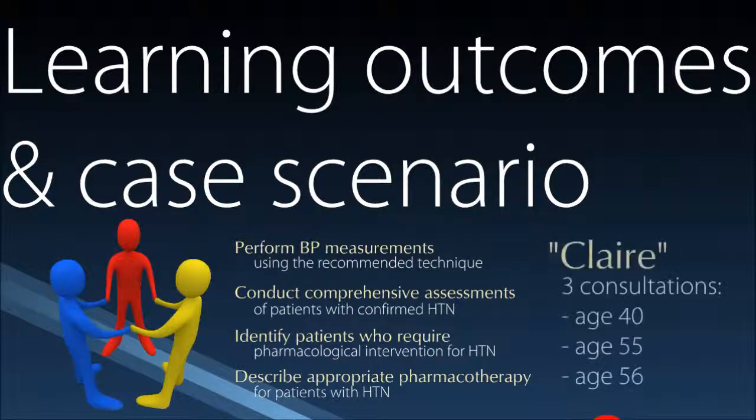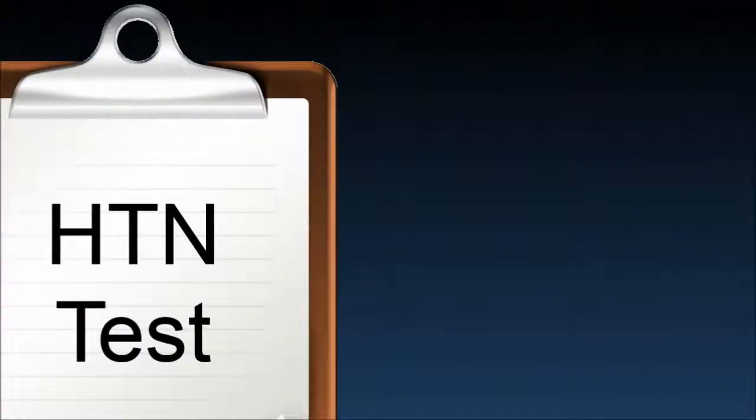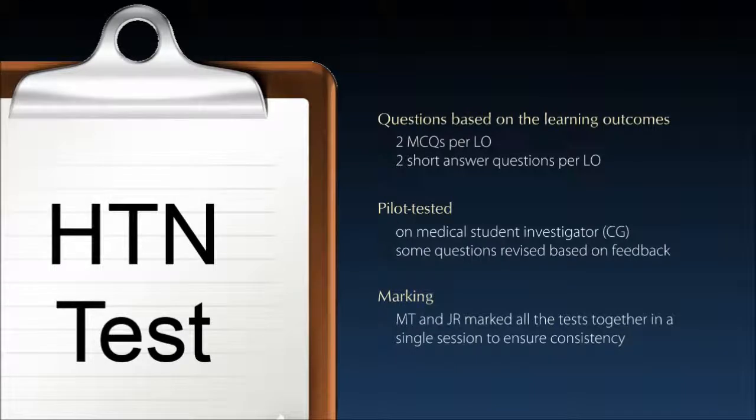Our case scenario involved a middle-aged woman, Claire, who presents with raised blood pressure over 3 consultations at age 40, 55, and 56. The knowledge test was directly based on the 4 learning outcomes: 2 single best answer MCQs and 2 short answer questions per learning outcome, and we pilot tested it. The tests were marked in a single sitting to ensure consistency in the marking.